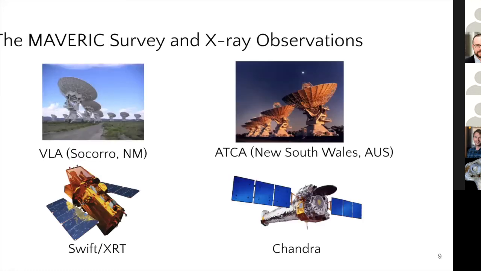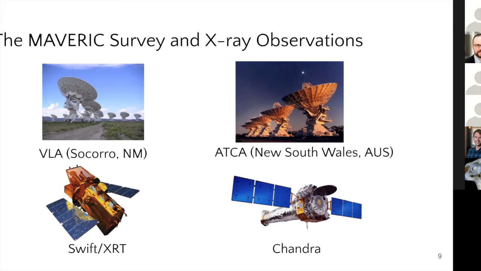And so the data that we are using is our collaboration's radio survey called the MAVERIC survey, which uses the VLA and ATCA. The MAVERIC survey consists of observing a sample of 50 nearby globular clusters to look at radio candidates showing signs of accretion. The original intention of MAVERIC was based on the idea that neutron stars and black holes could be separated, but as I said before, this has become less clear over time.